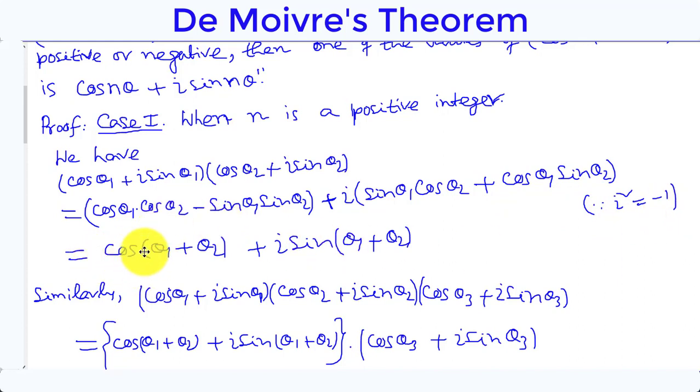This is equal to cos (theta 1 plus theta 2) plus i sin (theta 1 plus theta 2), because cos (theta 1 plus theta 2) is cos theta 1 cos theta 2 minus sin theta 1 sin theta 2, and sin (theta 1 plus theta 2) is equal to sin theta 1 cos theta 2 plus cos theta 1 sin theta 2.